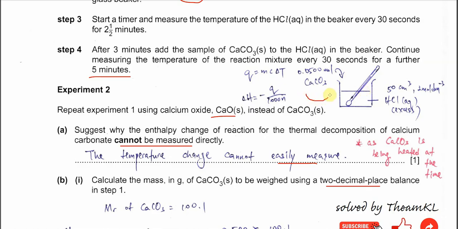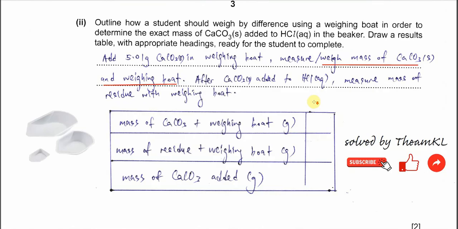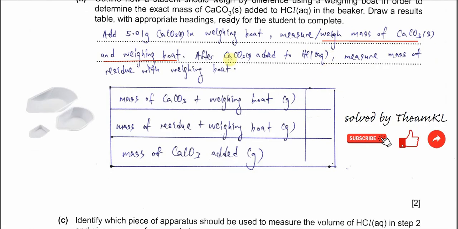In the weighing board, there will be some residue there. So we need to take the second reading. After the calcium carbonate is added to the acid, measure the mass of the residue on the weighing board, of course together with the weighing board. Then we get this second mass reading.